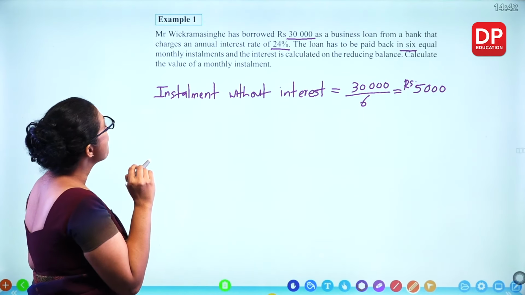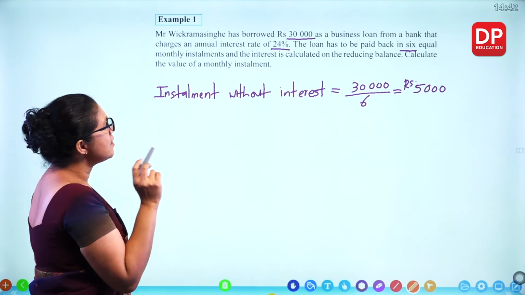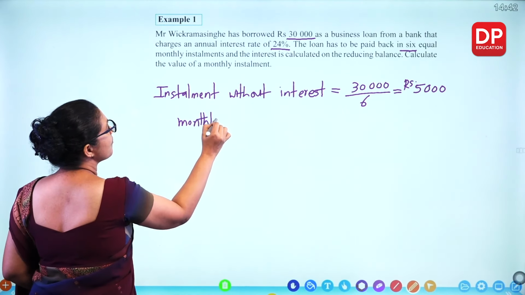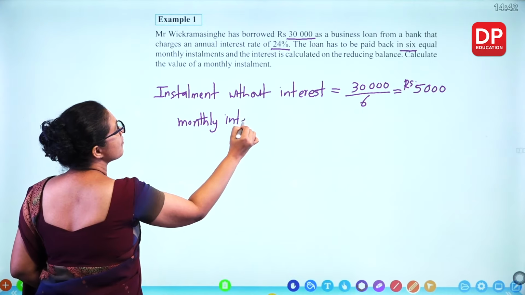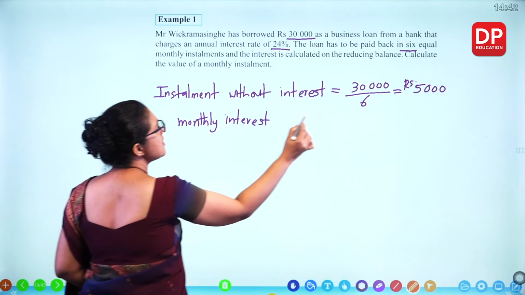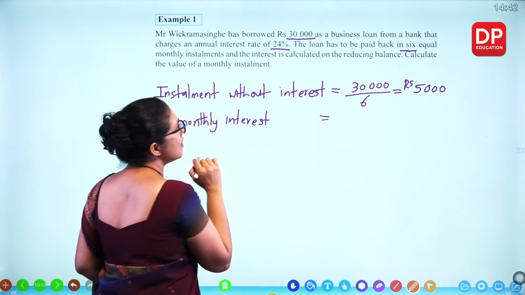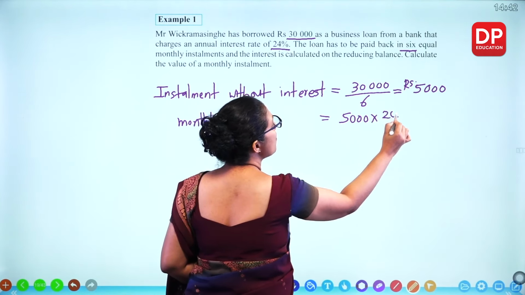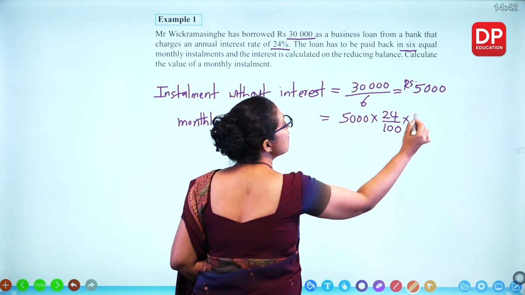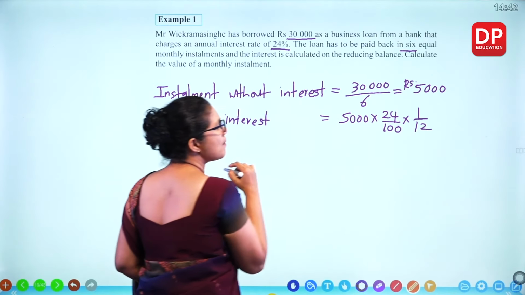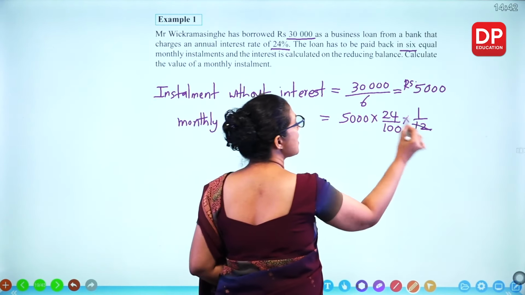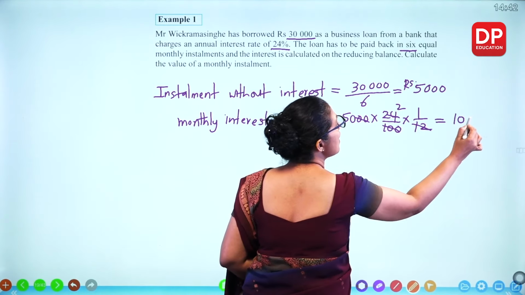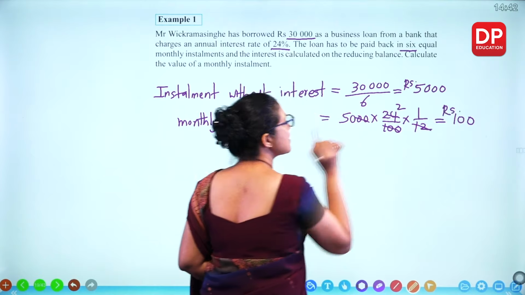Then what's the monthly interest? Monthly interest is 5,000 into 24%, that's annually. For monthly, you need to divide by 12. So 12 times 2, so 2 times 50, 100 rupees.